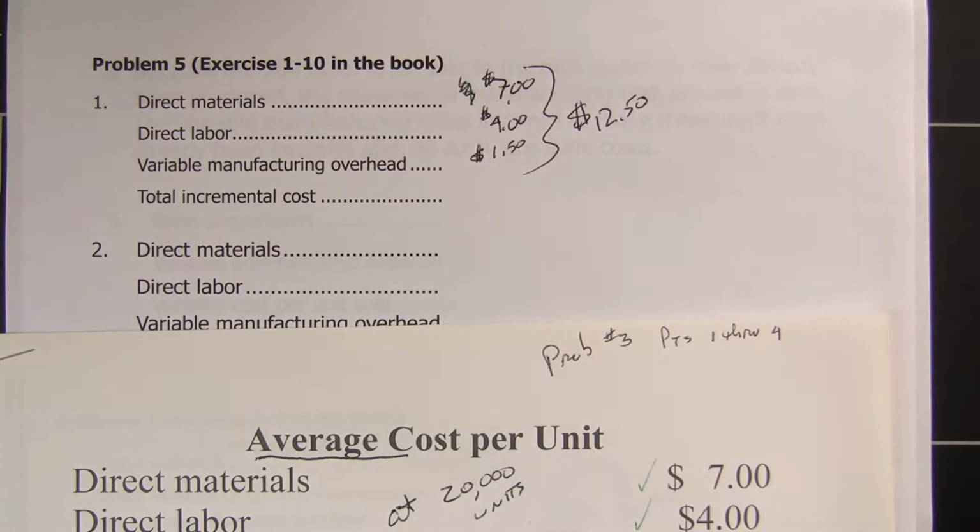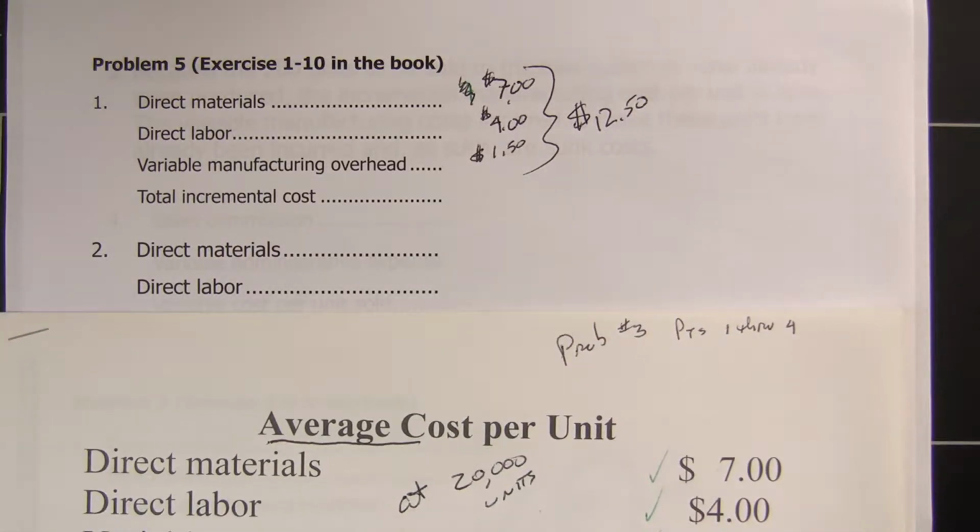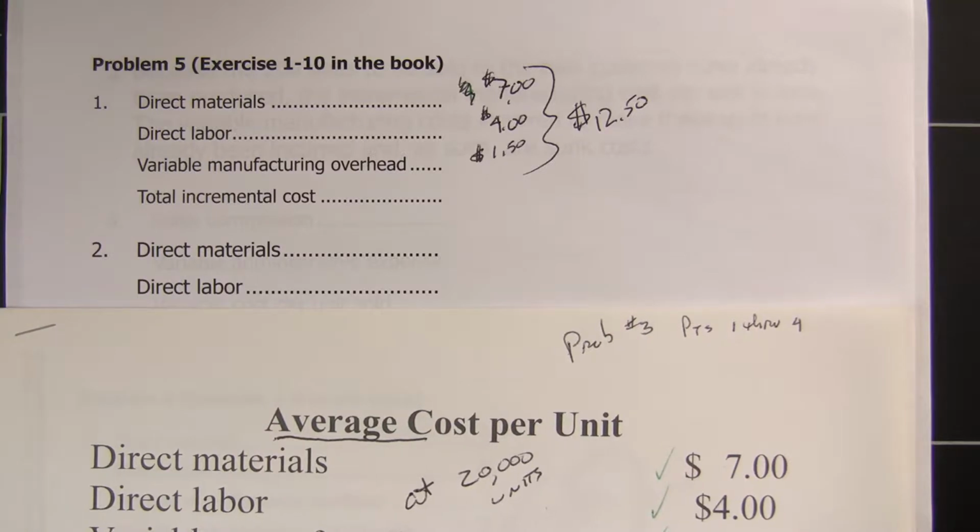So, the cost to make one more unit, $12.50. And not to put too fine a point on it, if it were 2 more units, it would be $25. If it were 3 more units, it would be $37.50, etc., etc. The incremental costs are just the cost to make one more anything.